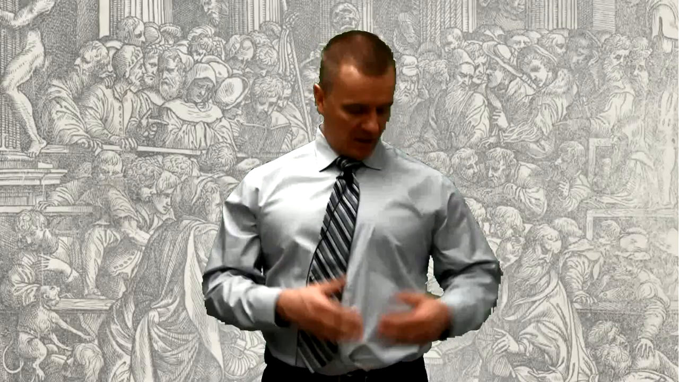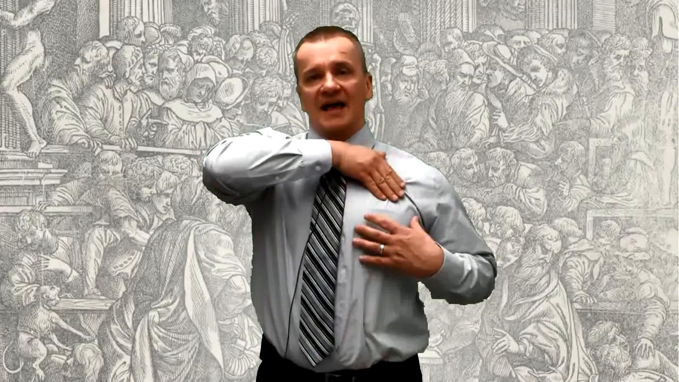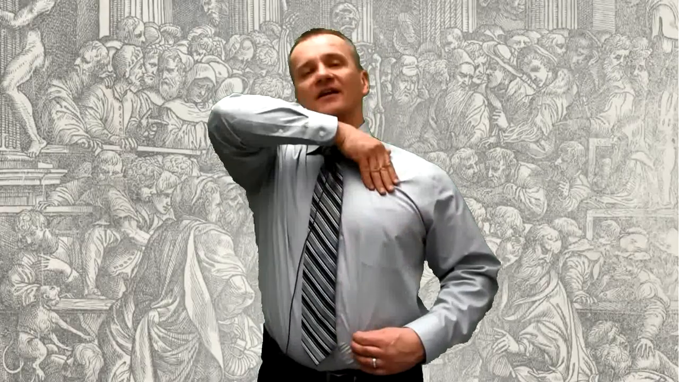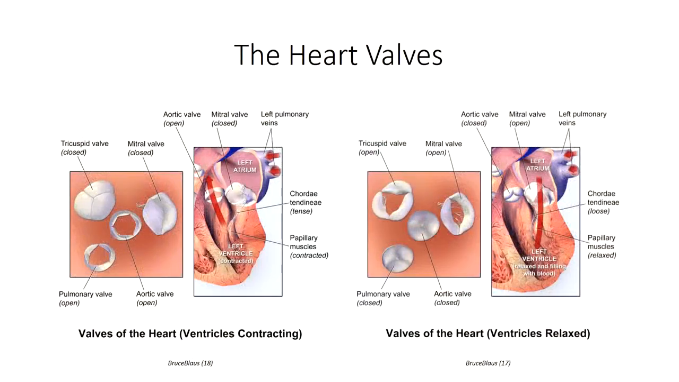Take the pocket of my shirt, for example. Now, if I take my hand, place it below my pocket, and slide it up, I push the pocket flap flat against my chest. On the other hand, if I take my hand and I start to slide it back down, notice that my fingers get caught inside the pocket, and the flap starts to bulge outwards as more and more of my hand fills up the pocket. The same thing happens with the semilunar valves.